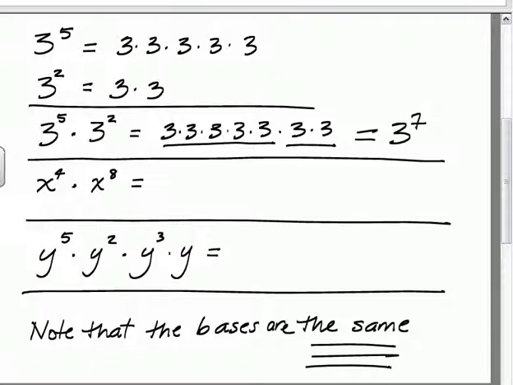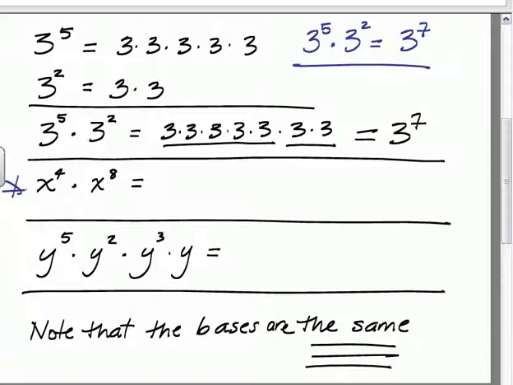I'm going to erase, or let's just put it up here. We have discovered that, let me do this in a different color to keep it sticking out a little bit, 3 to the 5th times 3 squared equals 3 to the 7th. We found that on our own. Okay, next one right here.